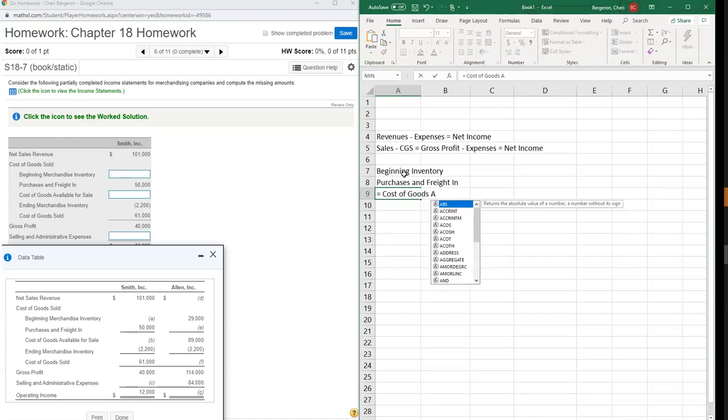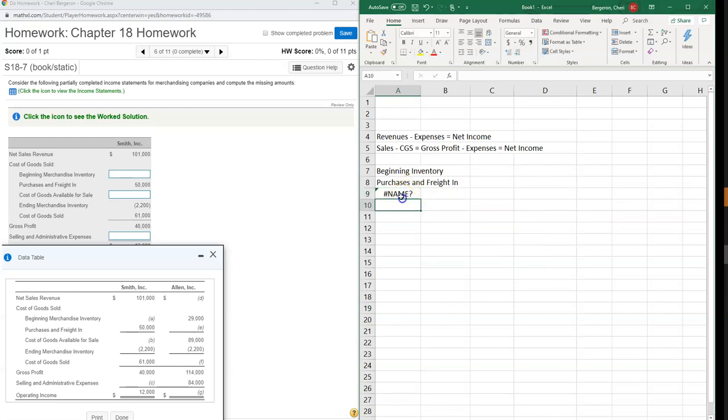So I want you to think about what that means. What that means is that, oh, it thought that I meant equals. I did not really mean equals. What that means is what I start with plus what I added gives me what I have available to sell. Then I subtract out ending inventory, and that gives me how much my cost of goods sold were for this period.